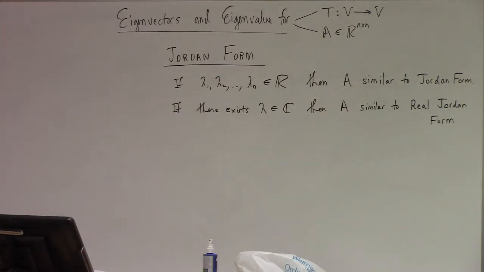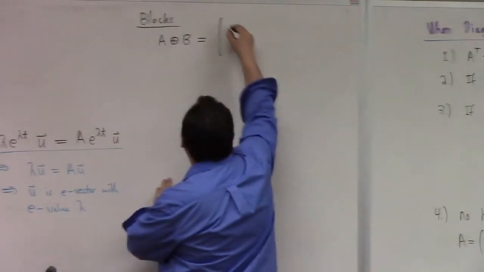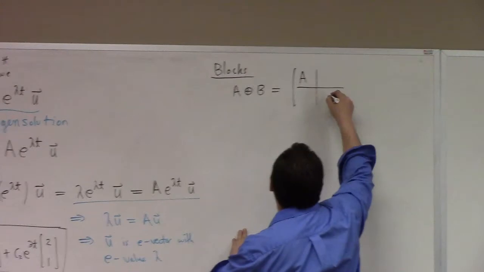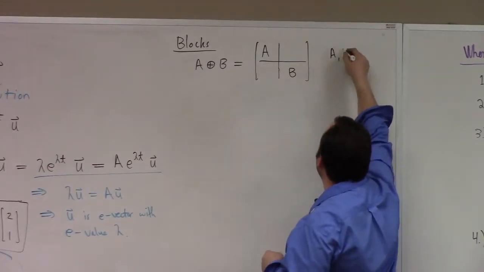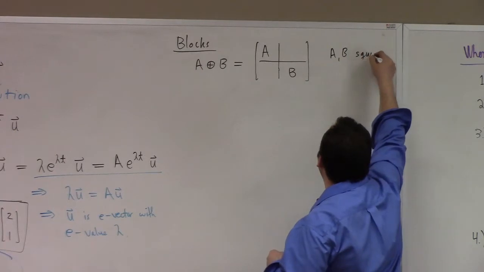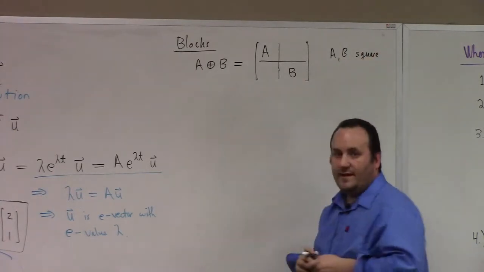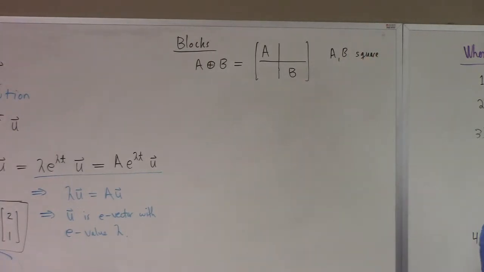We've talked about blocks before, but there's this construction, A direct sum B. I don't know if I've talked about that in here, maybe not. The direct sum of the matrix A and the matrix B is a block diagonal matrix like this. So here I'm assuming that A and B are square, but they don't have to be the same size. A could be 2 by 2, B could be 5 by 5, whatever. This still makes sense. So A direct sum B is a block diagonal matrix with blocks A and B.